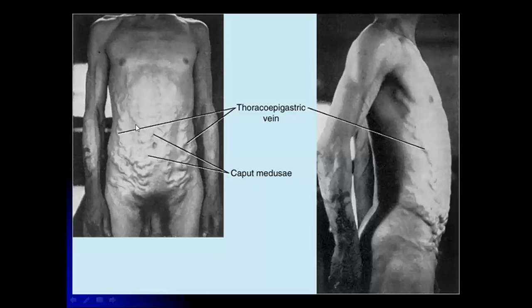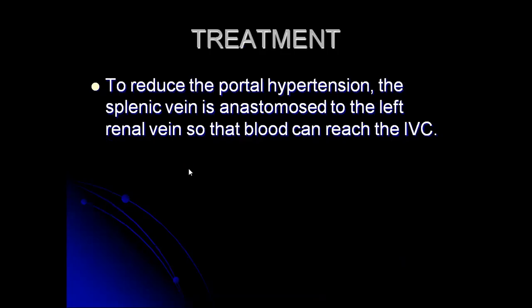This is a typical case where you are finding caput medusae, dilated paraumbilical veins. Sometimes even the thoracoepigastric vein is dilated so much that we can see it. In order to reduce portal hypertension, the splenic vein is anastomosed to the left renal vein so that the blood can reach the inferior vena cava. In that way we can reduce the pressure which is increasing in the portal vein.